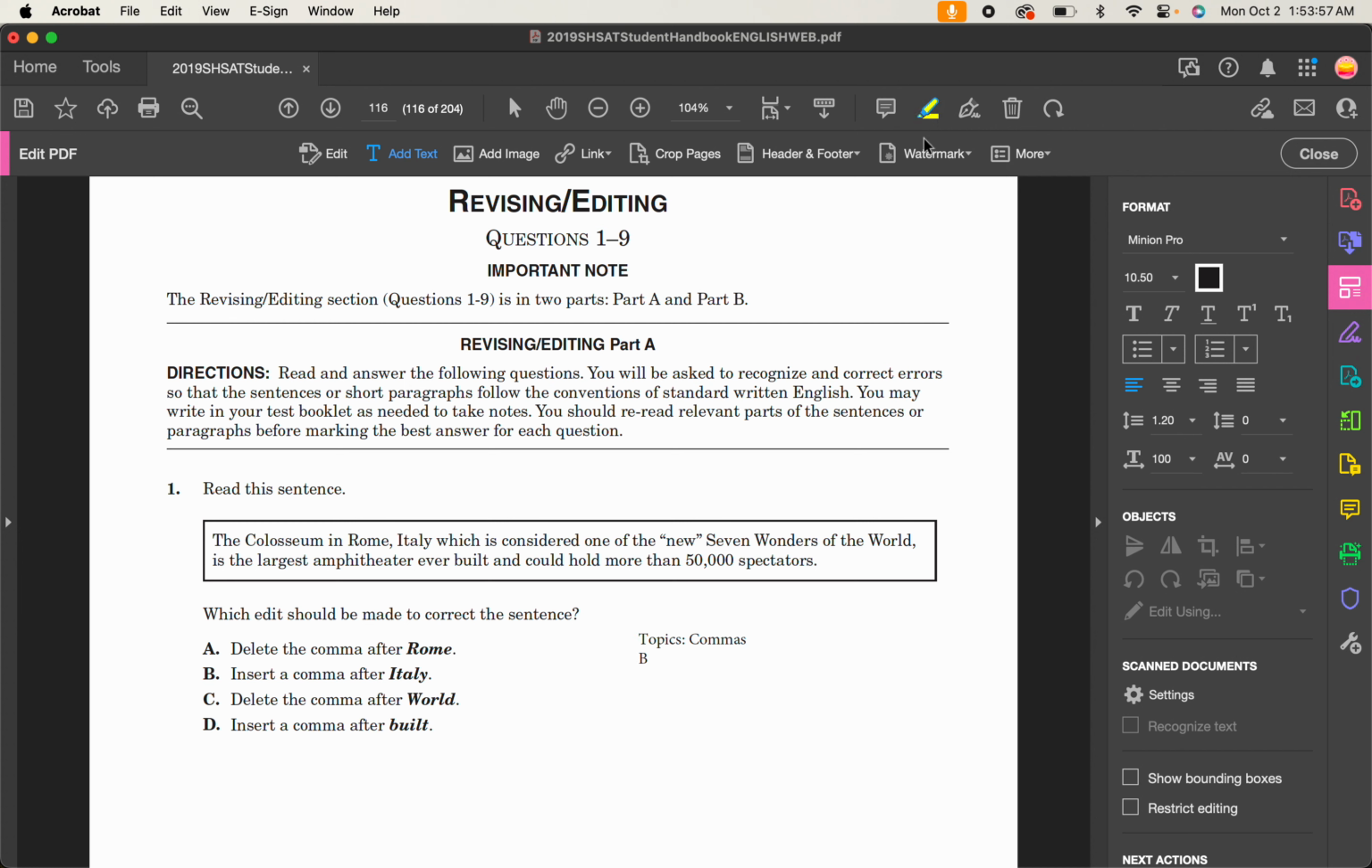Why? Well, if we look at here, it says, which is one of the new 7 wonders of the world. And what is that? That is a modifier. And remember this rule, modifiers must be separated by commas. Of course, this rule doesn't apply all the time, but it applies most of the time.